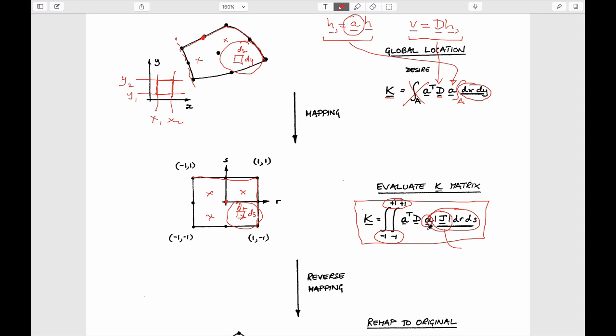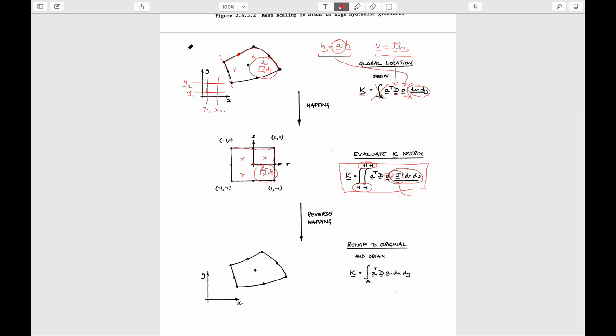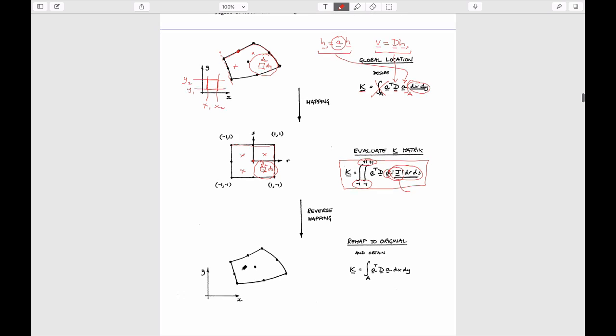So, to not lose sight of the big picture though, the idea is this. You have a complicated geometry that you want to figure out. You map it onto very simple geometry. You calculate what your K-matrix is, and then you remap it, but actually don't remap it. The matrix is the matrix, and it represents this true behavior that you want to deal with. And so that's the idea of isoparametric mapping.